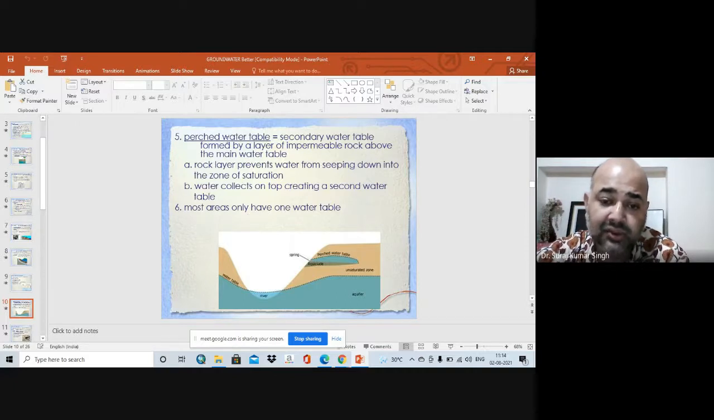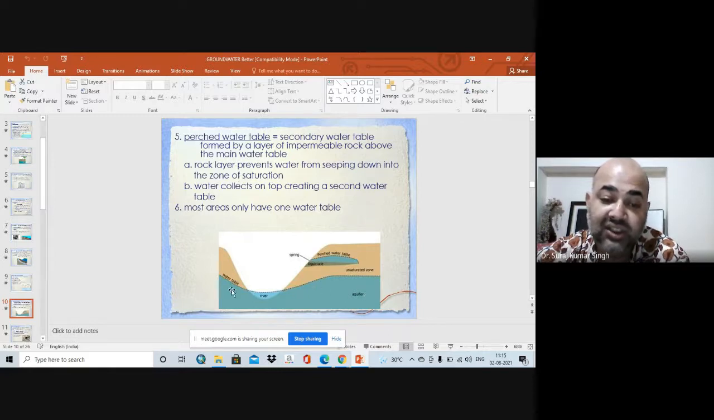Then you have the perched water table. These are the different kinds of water table. It is also known as the secondary water table, formed by a layer of impermeable rock above the main water table. You can see how this perched water table is stored above the water table. So how is it formed? It is formed when a rock layer prevents the water from seeping down into the zone of saturation.